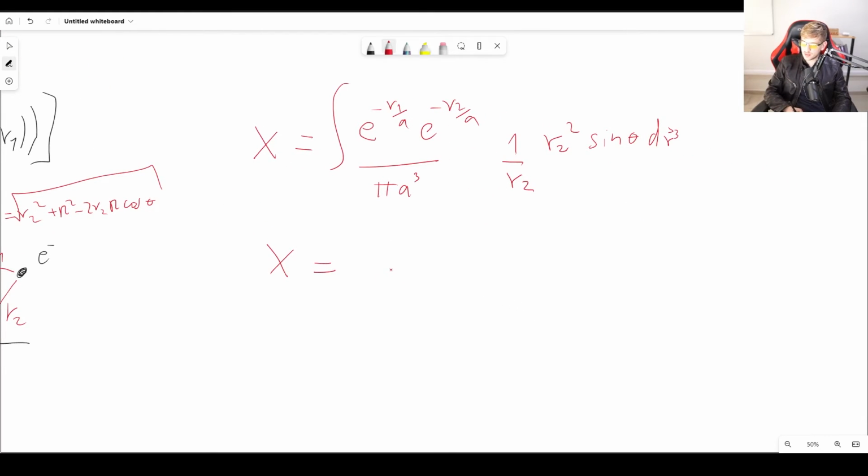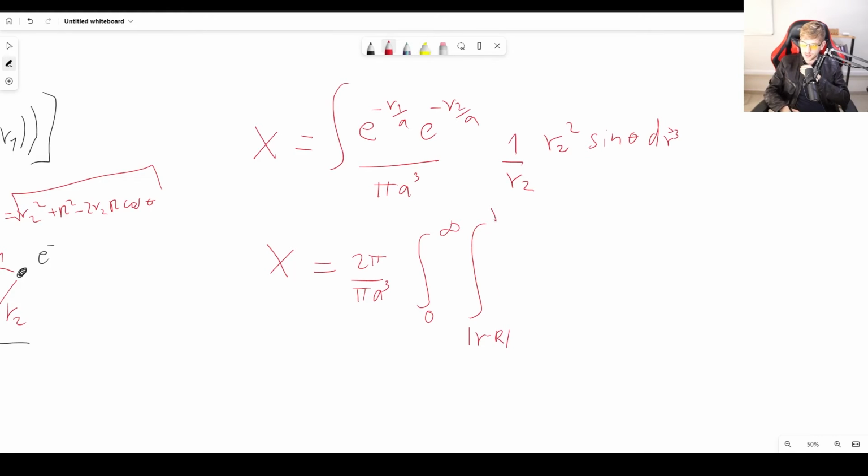So our integral will now, well, let's also solve the phi integral immediately. So we get 2 pi over pi a cubed. And then we get integral from 0 to infinity. This is r. Integral from 0 to, well, this time it isn't 0 to pi because we are already doing the change of variables. We're going a bit faster because it's literally the same that we have done 2 times already in this very video.